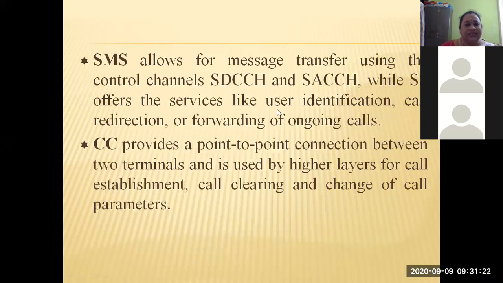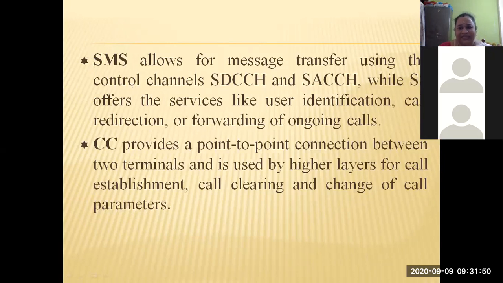Already you know about this SMS, short message service, which allows message transfer. But how is this particular SMS going to work? It works with the help of SDCCH and SACCH. SDCCH is the slow dedicated control channel. Using the slow dedicated control channel and also the slow associated control channel, our SMS is going to work.